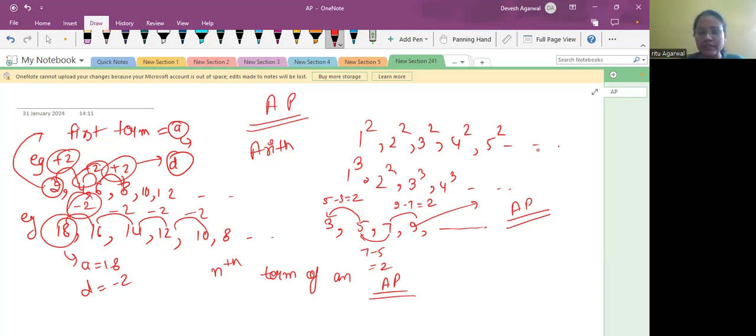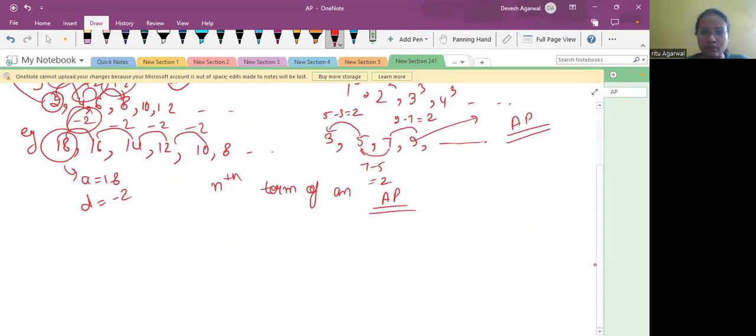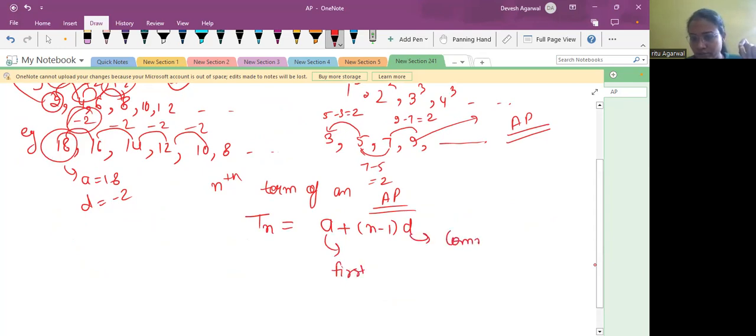No. There is a formula for the nth term of an AP, right? We will use the formula for the nth term of an AP: Tn equals A plus n minus 1 into D. As we know, here A is the first term, right? And D is the common difference. And n is the number of terms, right?